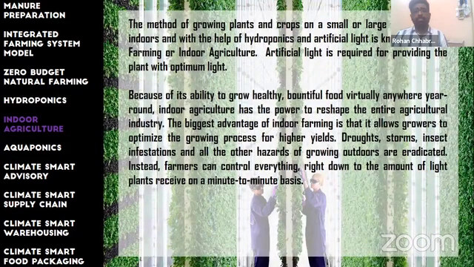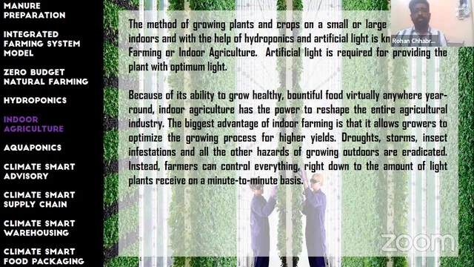Then there is again a new innovation, that is indoor agriculture. So this is a method of growing plants and crops on a small or large scale, but entirely indoors, that is without the use of sunlight. And hydroponic technology is also incorporated in this. So in indoor agriculture, we grow plants using artificial light, and artificial light is required to provide the optimum light levels for the plants to grow.